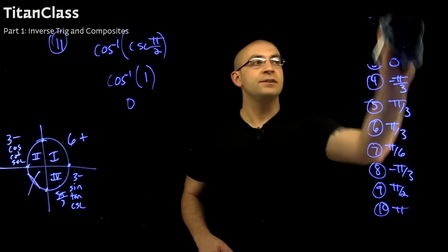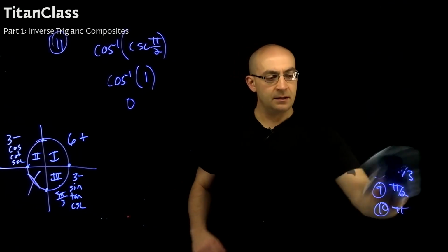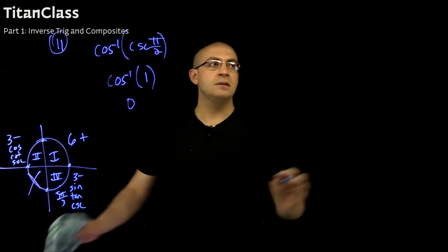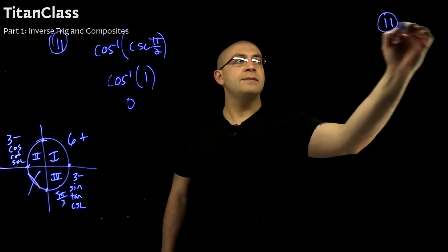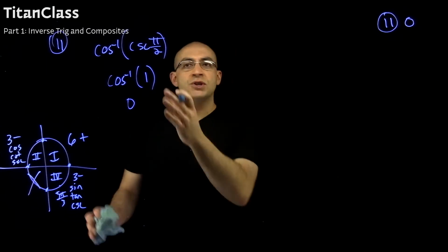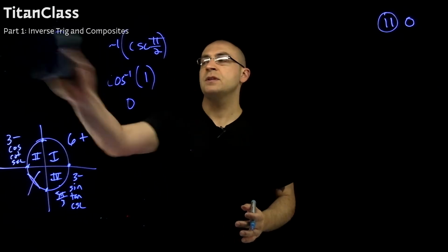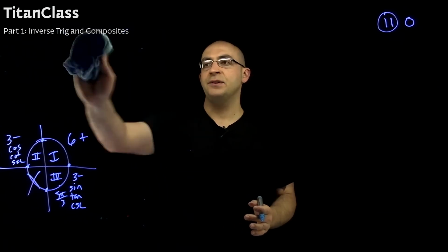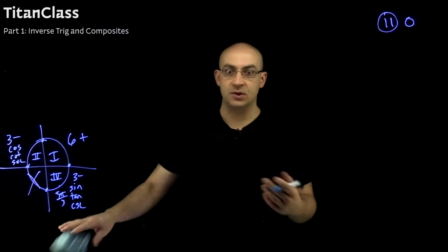Okay, I'll go ahead and erase these. I think there's 10 in this section. So number 11 is 0. And again, we're just working from the inside out on these functions. Find the exact value of that measurement and then substitute it into the inverse.